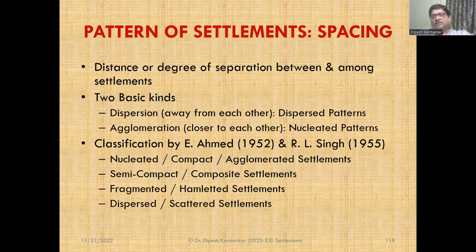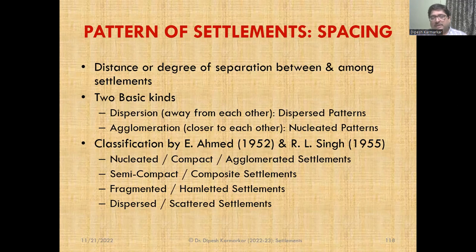When we talk about pattern of settlement based on spacing, we are basically referring to the distance between or among the settlements. And distance is nothing but the degree of separation. So when we say that two houses or two settlements are separated from each other or are located at quite a distance, it talks about the degree of separation, how far or how close they are located from each other. Now, when we look at the pattern of settlement with reference to spacing or distance between them, there are two basic kinds of processes, or let us say two basic kinds of patterns that can be identified.